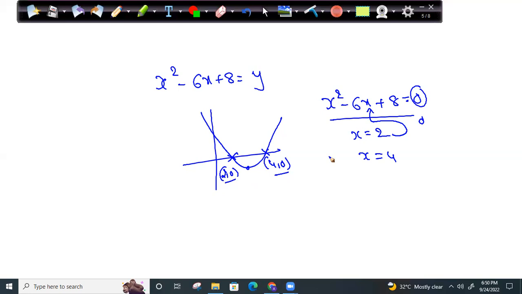So I'm telling you another method to find the vertex. The other method to find the vertex is to put y equal to 0 and solve for x. The moment you try to solve for x, you get x values as 2 comma 4. You got the two values for x, but how did you get the vertex?